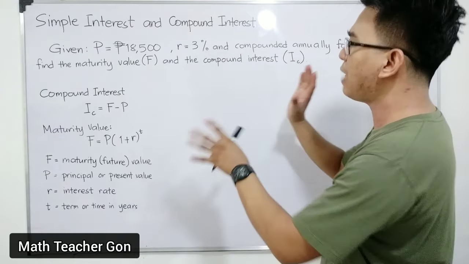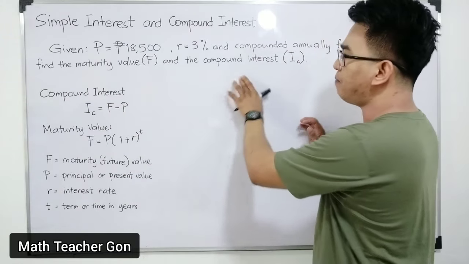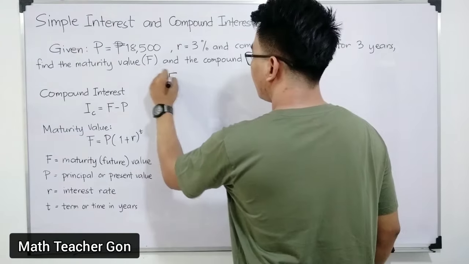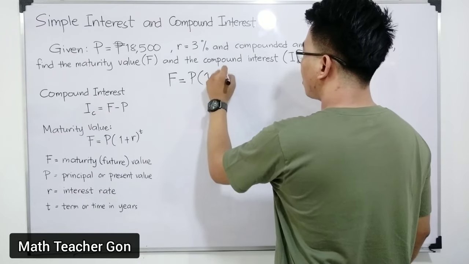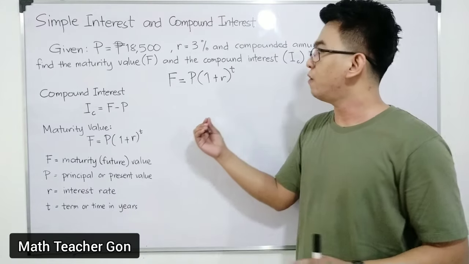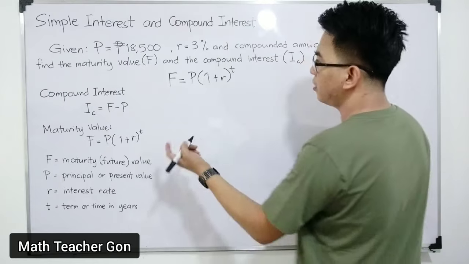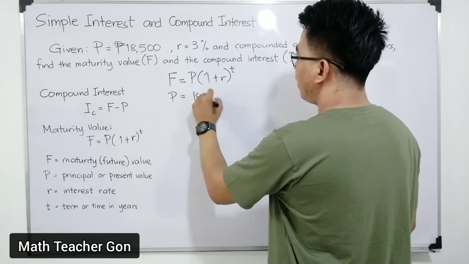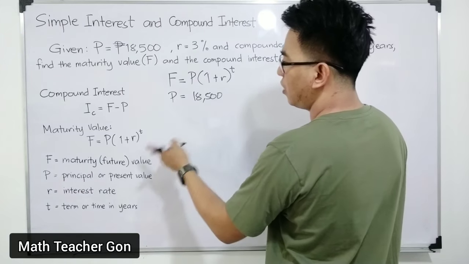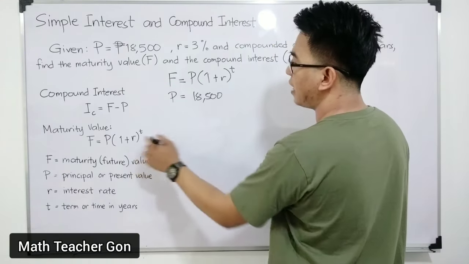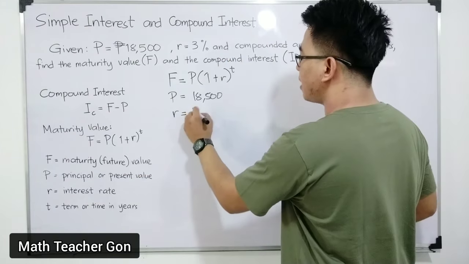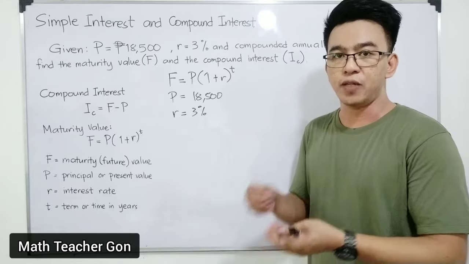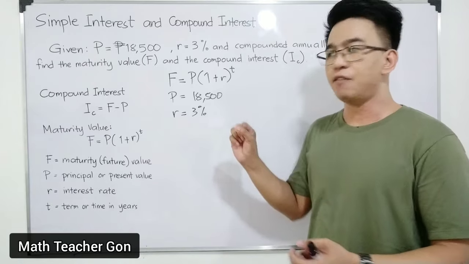So una, pinapaano sa atin dito, find the maturity value F and the compound interest. So I will use the maturity value formula, F is equal to P times 1 plus R raised to T. Ngayon, itong unahin ko for us to solve for the compound interest later. So what you will do, syempre, kung hindi kayo magaling sa math, you will write down the given information, your principal, which is 18,500 pesos, tapos yung inyong R, which is needed para makuha yung future value, your R is equal to 3%. Yung 3% na guys, you need to convert this one into decimal form. So tandaan guys ha, when you are converting a percentage to a decimal, ang gagawin niyo, you will move 2 decimal places from right to left.